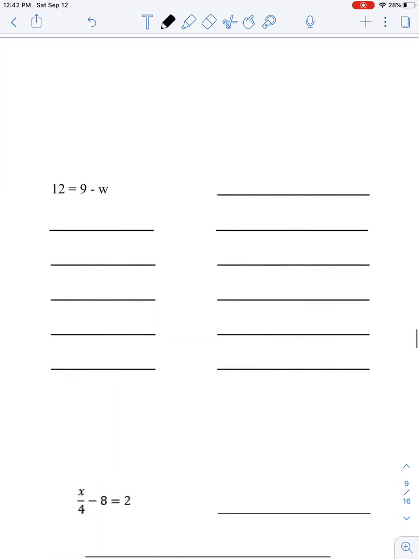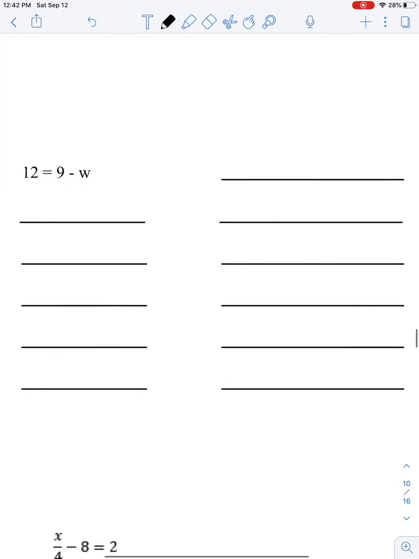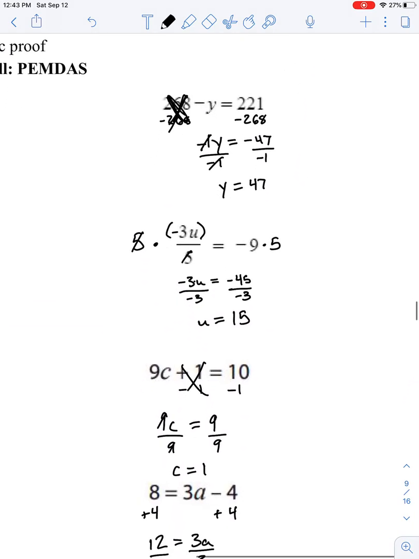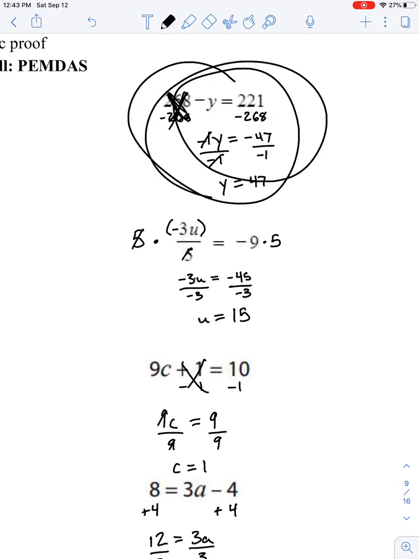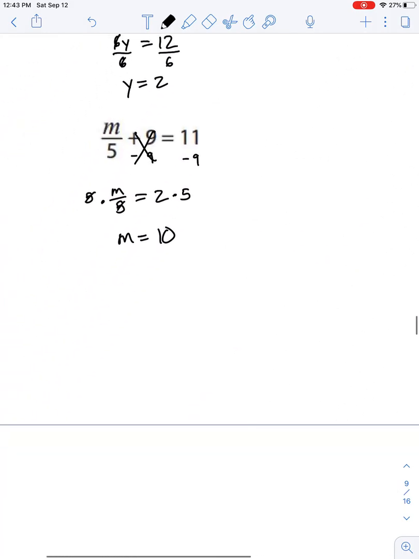Okay, so for these, we need to list our steps on the left, basically how we're solving, and then we need to put our reasons on the right. First of all, we're always going to put the first reason as given. That's the problem that was given to us. We're going to write given. Next, on this one, this is the same one as basically this one up here. So I'll let you re-watch that if you're confused on what I'm doing here.